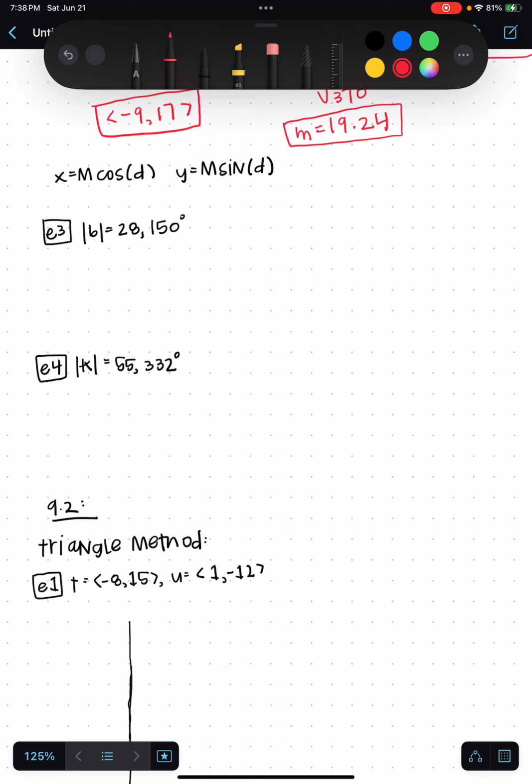So we know that in the component form of a vector, you're going to have an x and a y, so we have to solve for both of them. For x in this case, we're going to have m, which stands for the magnitude. So in this case, that's 28. That's always the first number. And then the d stands for direction, and the direction will always have a degree on it. So it'll be 28 cosine of 150.